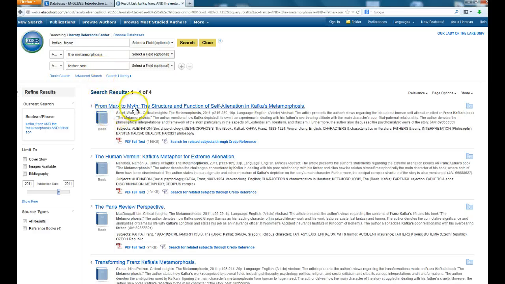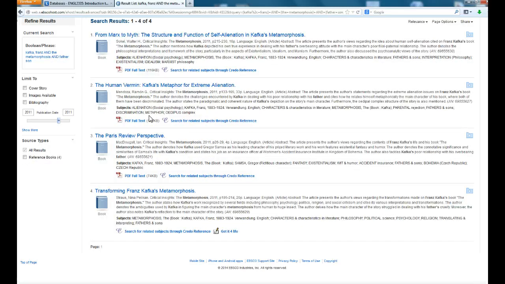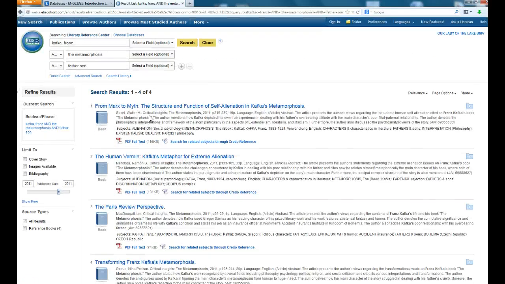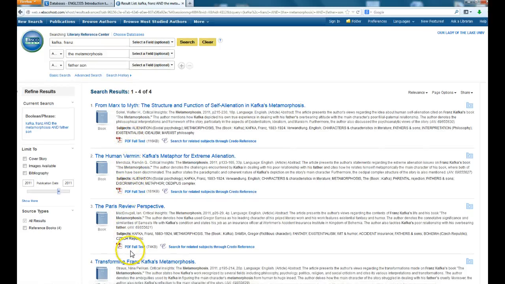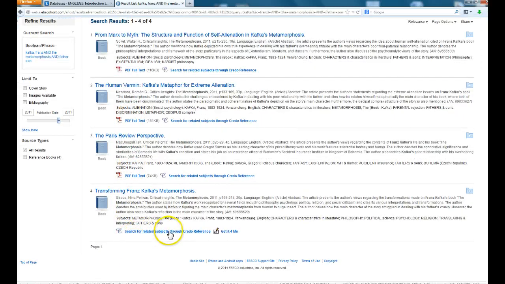It did give me back a couple of things here. A lot of the databases share information, so it would not be unusual to see an article pop up in several different databases. You can see here that we do have full text available on that one, that one, that one. This one, probably not. We don't have a PDF full text link there.